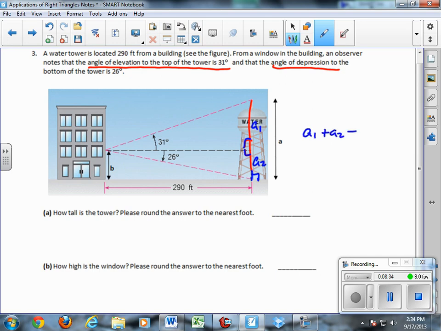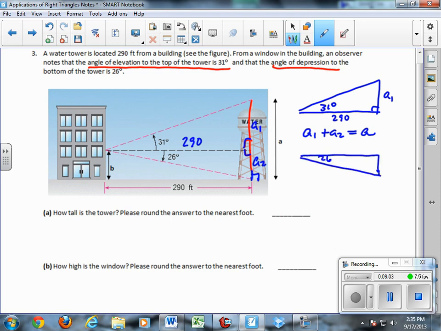If you can figure out how to do this from here, maybe stop and do this. If you need to keep going, here we are. I know this length right here is the same as this length, which is 290. So I have a triangle that looks like this, 31 degrees here, 290, a right triangle, and I'm trying to find this, A sub 1. And I also have a triangle that looks like this, 26 degrees, 290, and A sub 2. So what relates 31 and the opposite side and the adjacent side? Well, that would be tangent.